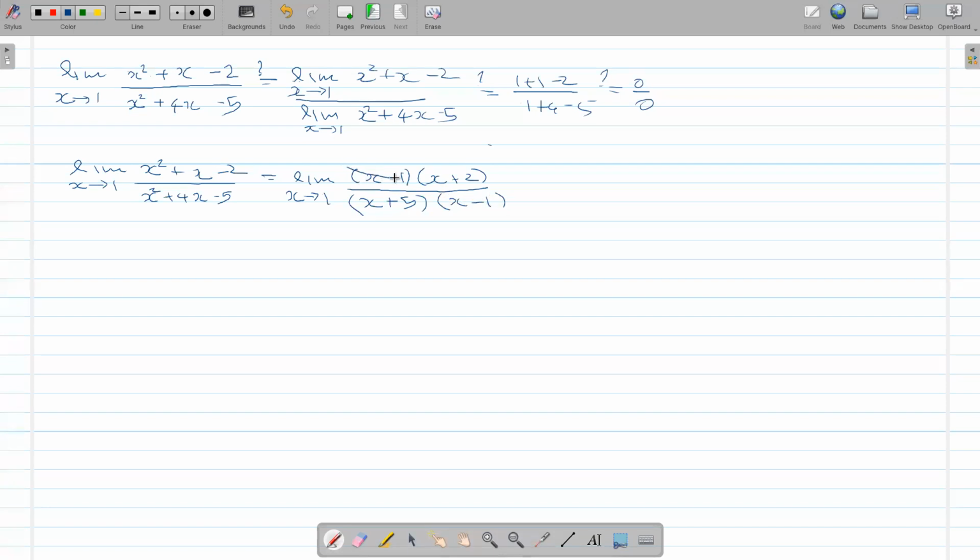Now this factor making them 0 cancel out each other. So this is the factor that makes it 0 that I get cancel out. Okay, so I go limit x goes to 1, x plus 2 over x plus 5.